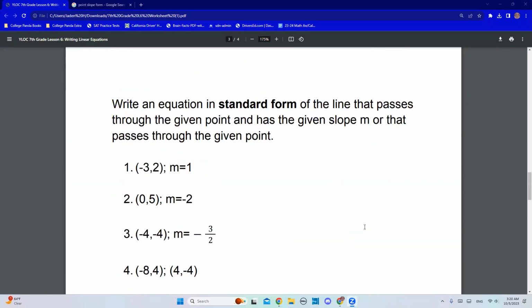Okay, write an equation in standard form of the line that passes through the given point and has the given slope m. So we know that the slope is equal to 1. The way a standard form equation is formatted is ax plus by equals c. So it's a lot different compared to the other equations. And in order to get slope, you would have m equals negative a over b.